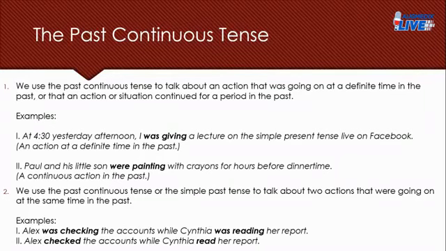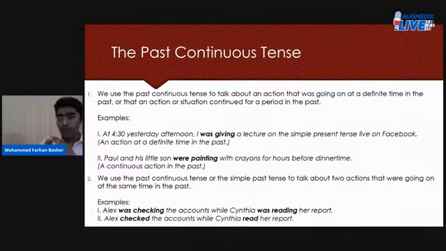Let's take a look at the examples. Example number one, under rule number one. At 4:30 yesterday afternoon, I was giving a lecture on the simple present tense live on Facebook. So I want to tell you what I was doing exactly yesterday at 4:30, right? So to talk of something that you were doing at a definite time, you use the past continuous tense.